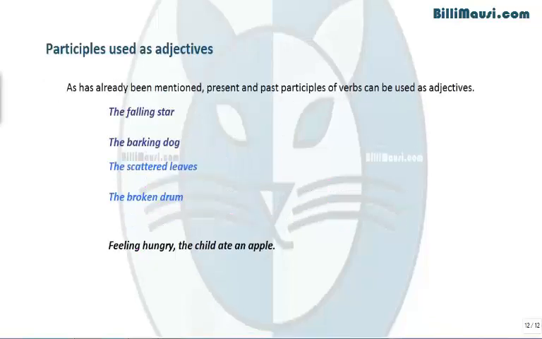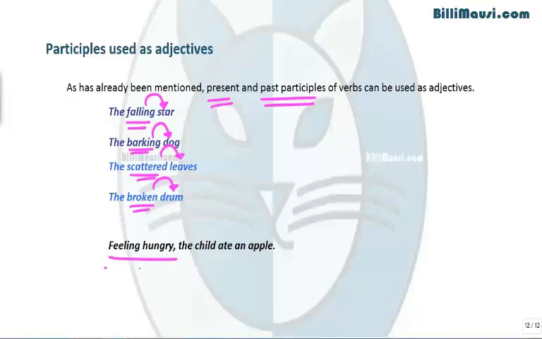Let's move on to the next and important category of adjectives which are produced by participles. As has already been mentioned, present and past participles of verbs can be used as adjectives. How they can be used? You can go through the video on gerunds and participles. I have discussed it in a lot more detail there. Here we'll just see a couple of examples. The falling star. Falling is the present participle which is modifying star. Barking dog. Barking is modifying dog. The scattered leaves. Scattered is modifying leaves. The broken drum. Broken is modifying drum.